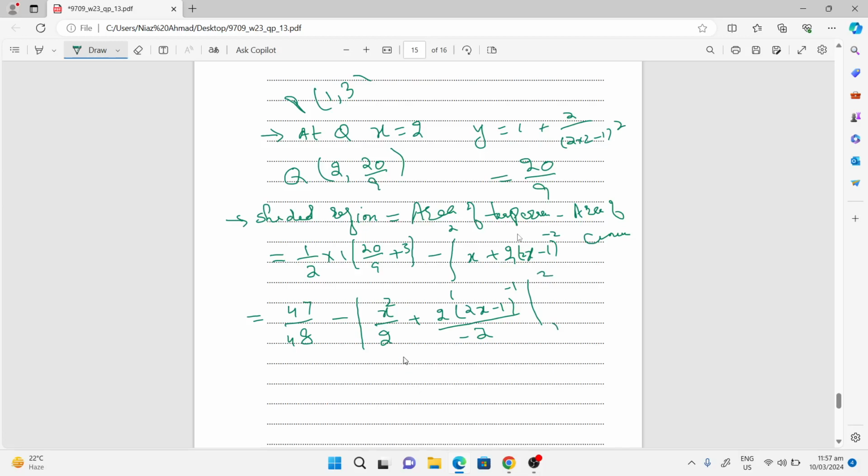So you need to do the limits: upper limit in x minus lower limit in x, and subtract it. When you are doing all these calculations, the final answer would be 4 over 9. So this is your area, this is your answer. You can do the calculations by yourself.